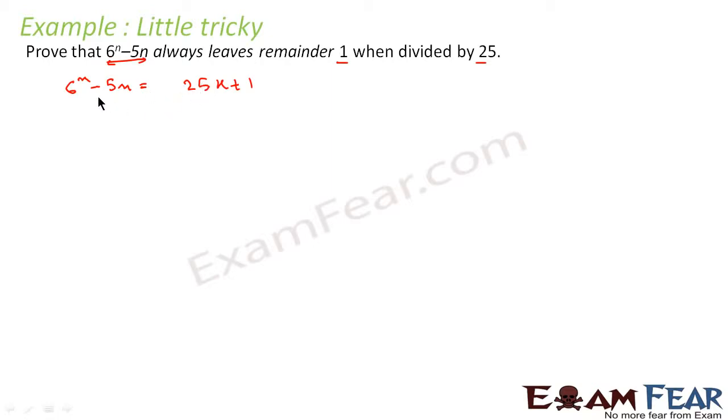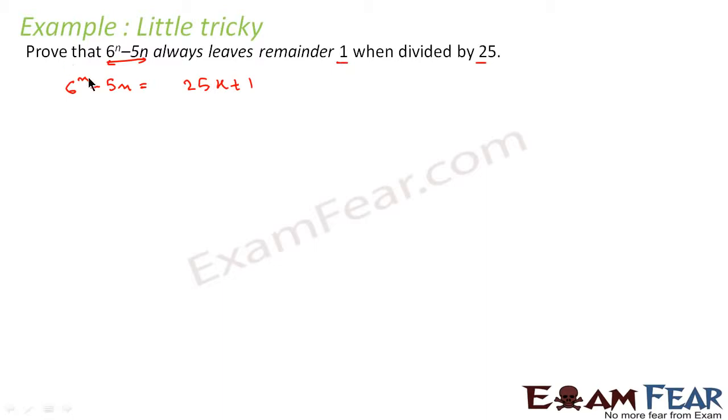So this is the mathematical representation when you say that 6 to the power n minus 5n, when divided by 25, gives 1 as remainder. So we can write 6 to the power n minus 5n is equal to 25k plus 1. This is what the question is saying. Now we have to prove this. How can we prove this? We don't have any clue.